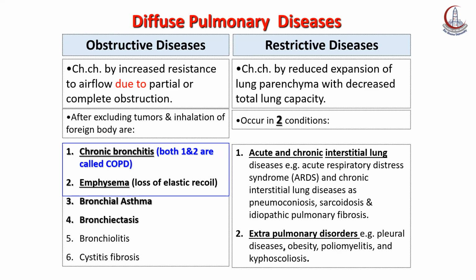Again, the obstructive lung diseases are characterized by increased resistance to airflow due to partial or complete obstruction. The causes of these diseases, after exclusion of tumors and inhalation of foreign body, are chronic bronchitis, emphysema, bronchial asthma, bronchiectasis, bronchiolitis, and cystic fibrosis, while the restrictive diseases are characterized by reduced expansion of lung parenchyma with decreased total lung capacity, and occur in two conditions: acute and chronic interstitial lung diseases, and extrapulmonary disorders.